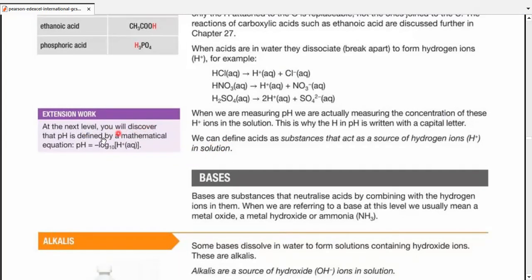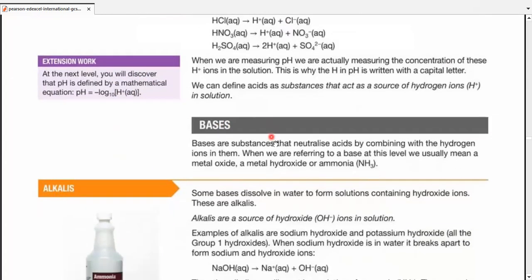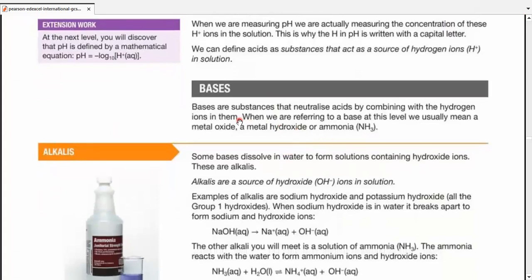At next levels, we will discover that pH is defined by a mathematical equation in which we use logs or logarithms to explain the concentration of hydrogen ions as pH. But that's a part of A levels. Let's skip it for now. Bases.